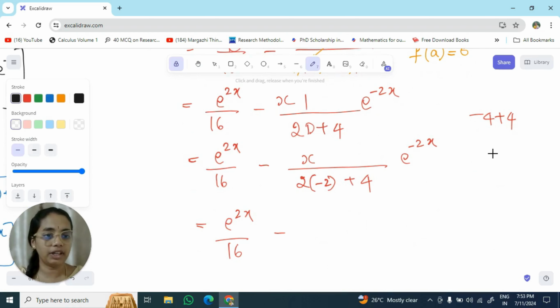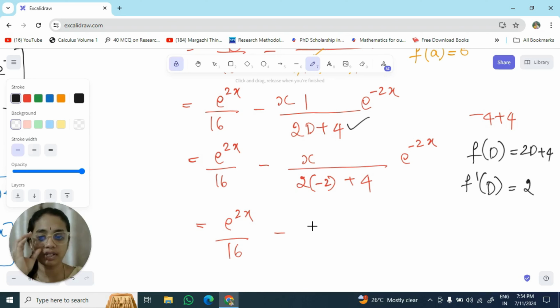Differentiate the denominator. We have f of d as what? We have f of d as 2d plus 4. So f dash of d is, differentiation of 2d will be 2. Differentiation of a constant is 0. So we have x divided by 2. Here you've differentiated the denominator. Now multiply an x to the numerator. So we are done with the particular integral because we don't have d in the denominator. So we don't have to substitute anything now.